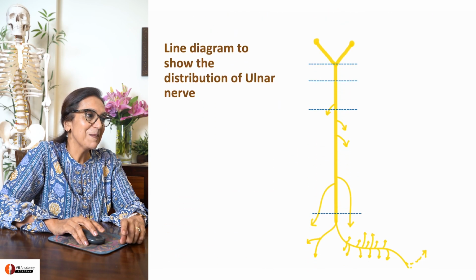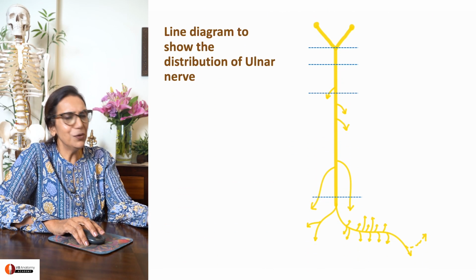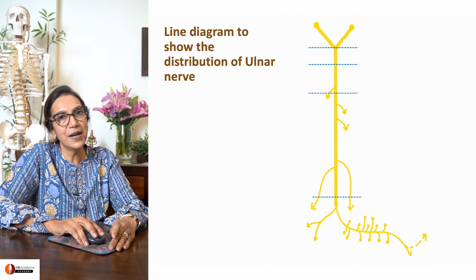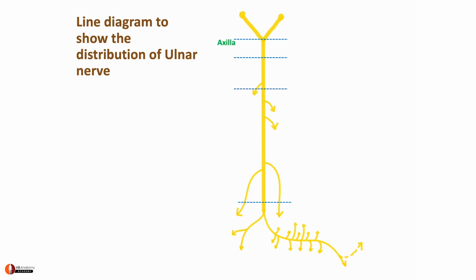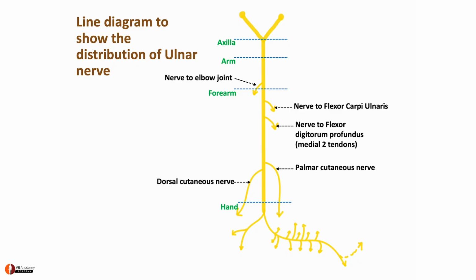Okay. Right. So this is a beautiful, very simple line diagram of the ulnar nerve. You can see I've divided it into axilla, arm, forearm and hand. Very easy. Just draw a line and divide it. Now see, does it give a branch in the axilla? No. It gives a branch in the arm, the nerve to the elbow joint. It gives 4 branches in the forearm: flexor carpi ulnaris, flexor digitorum profundus medial to the tendons, palmar cutaneous branch, dorsal cutaneous branch.